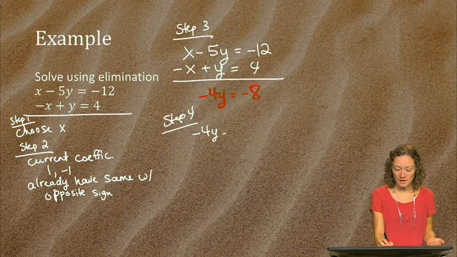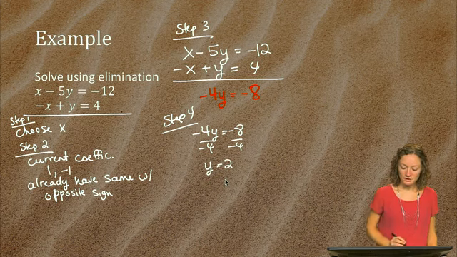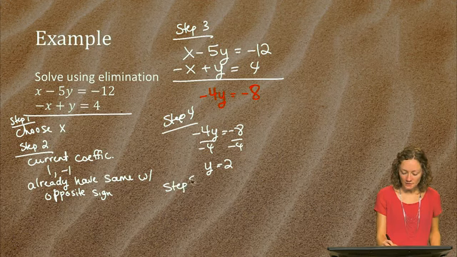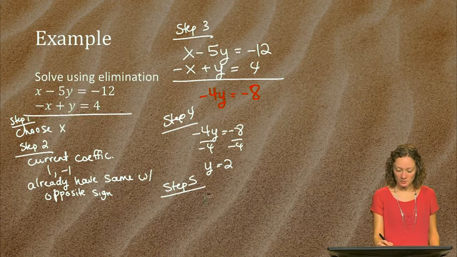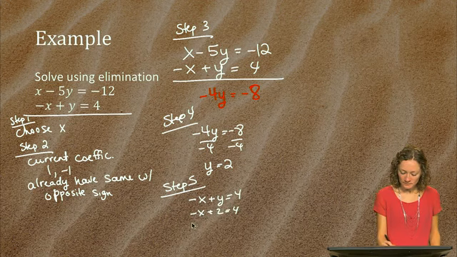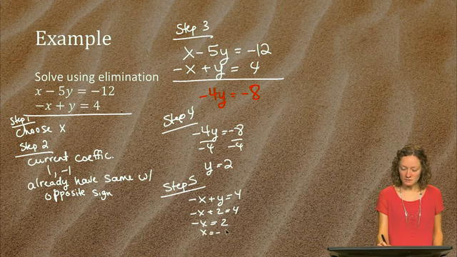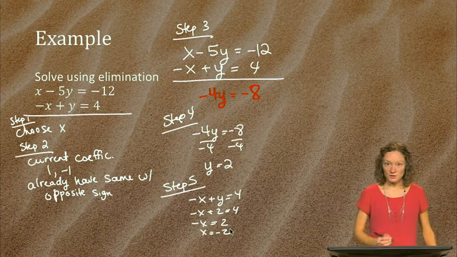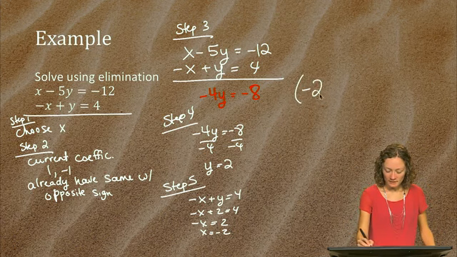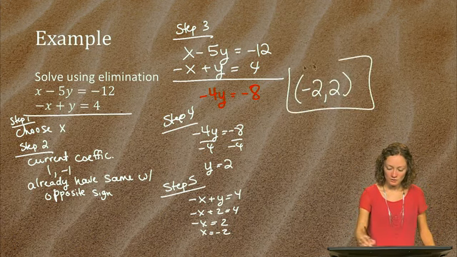So step 4 is to solve. We have negative 4y equals negative 8. Divide by negative 4, y equals 2. And step 5 is to find the corresponding, in this case, x value. So plug that back in. Plug that 2 into any equation you want to. I'll go with that second equation. Y is 2. I get negative x equals 2 or x equals negative 2. So the final answer is the ordered pair negative 2, 2.